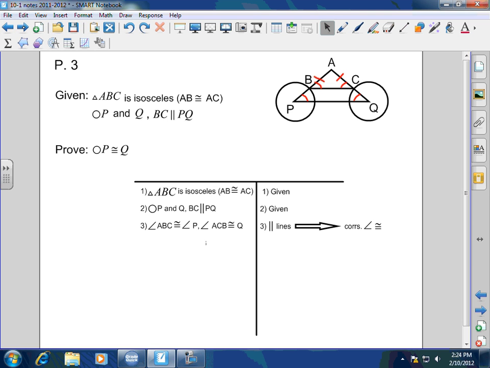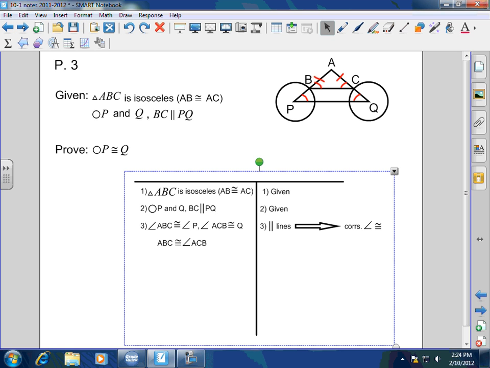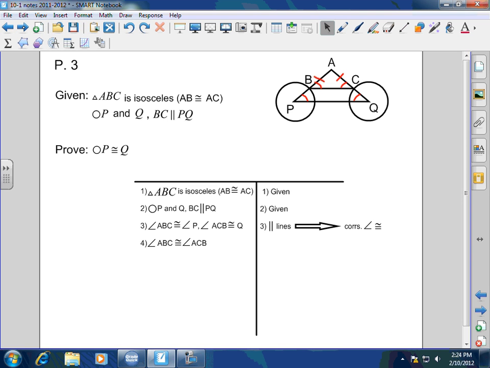Now, step 4. I've got that angle ABC is congruent to angle ACB. Why would angle ABC be congruent to angle ACB? It's isosceles, but it's if sides, then angles. Now I know that my next reason is going to be transitive. What can I prove here to be congruent to itself to use the transitive property?